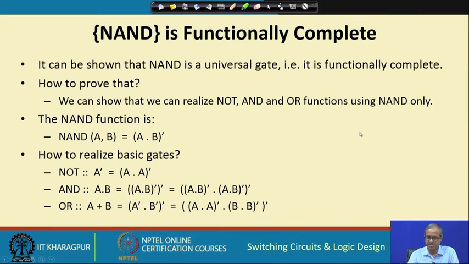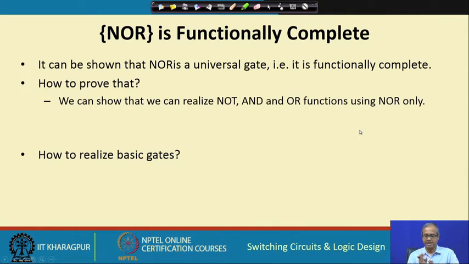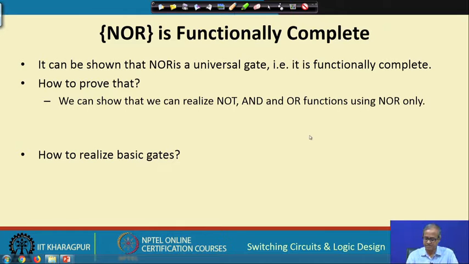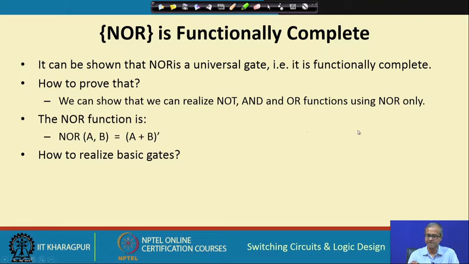So, continuing with the discussion, NOR is also functionally complete, just like NAND. If you have only NOR gates, then also you can design and implement any kind of circuit. So, in a similar way to NAND, let us also try to prove that NOR gate is functionally complete. Let us see. So, the first thing is that the NOR function is nothing but A or B, not of that.